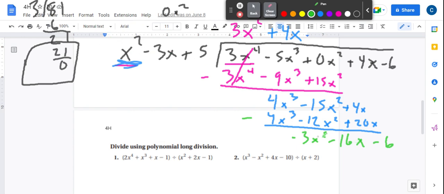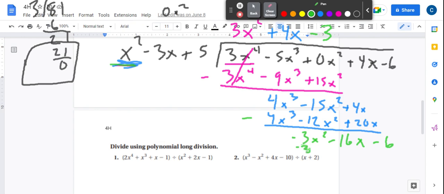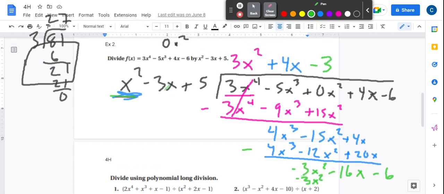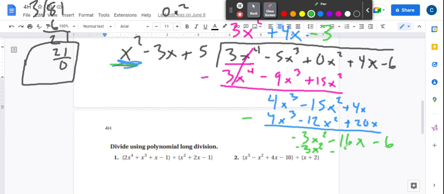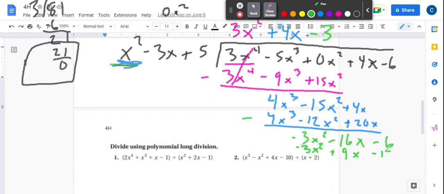Okay. So last thing we're going to do is divide this green term by our original thing. So we have negative 3x squared and x squared. So x squared goes into negative 3x squared negative 3 times. Okay, we're looking at our first term and first term. Now we're going to take our term outside here and multiply it by negative 3. So we have negative 3x squared, negative 3x times negative 3 is going to be positive 9x, excuse me. And then 5 times negative 3 is negative 15.